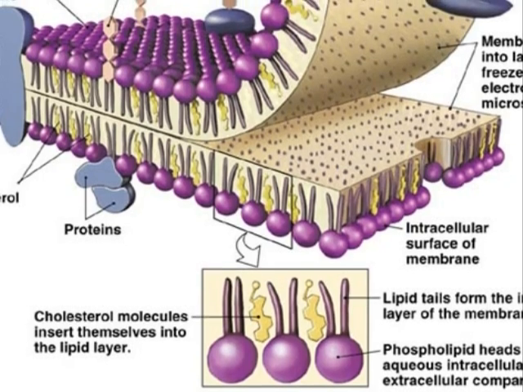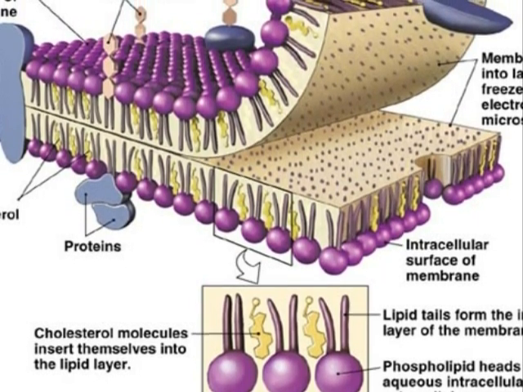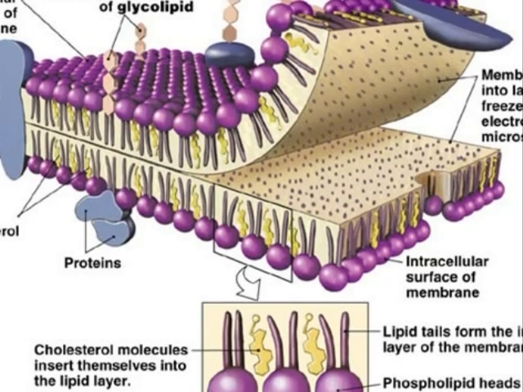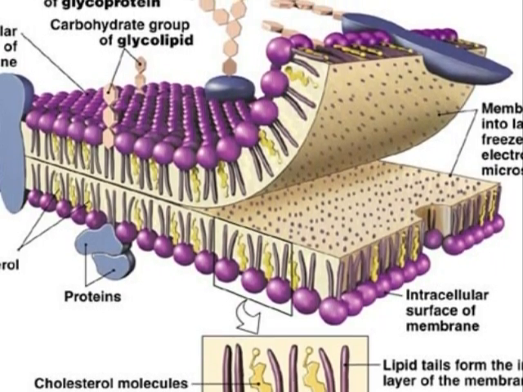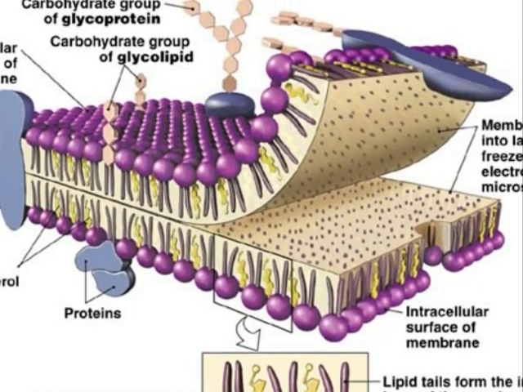This outside layer is called the cell membrane. It is a thin flexible barrier around the cell. The cell membrane regulates what enters and leaves the cell. The cell membrane is made up of a lipid bilayer, and in this bilayer there are protein channels.